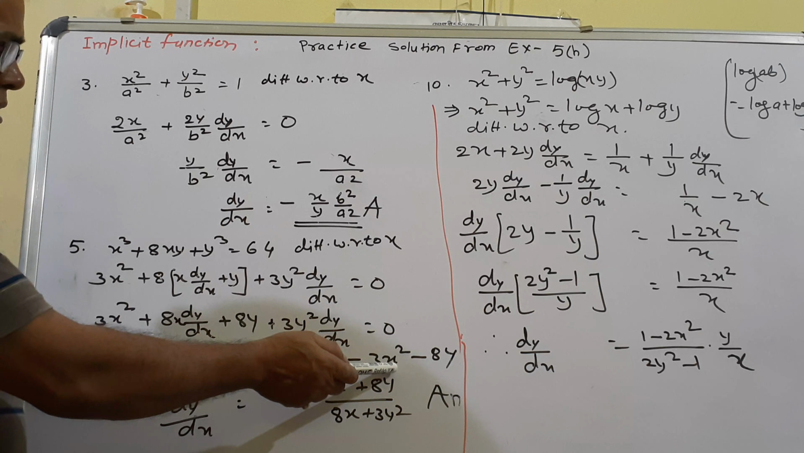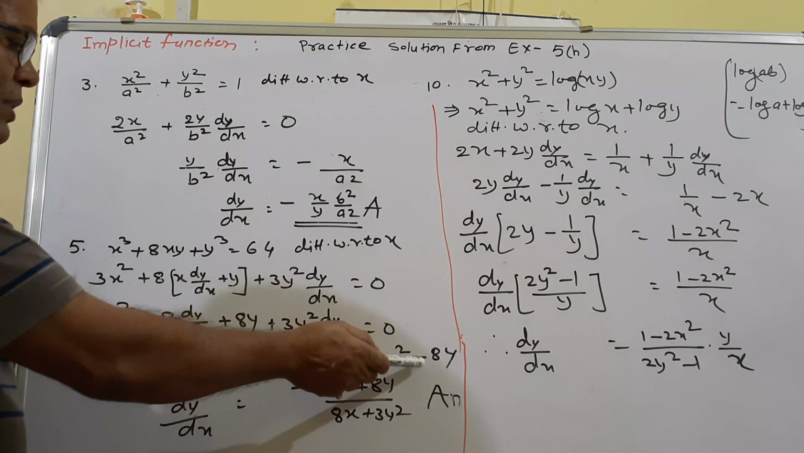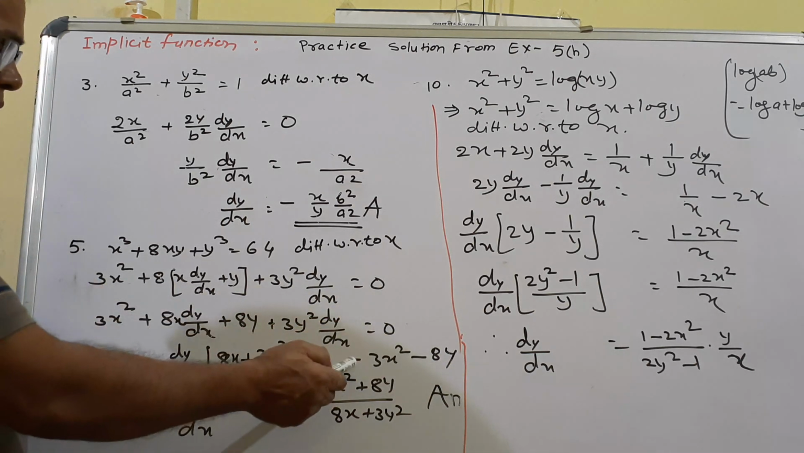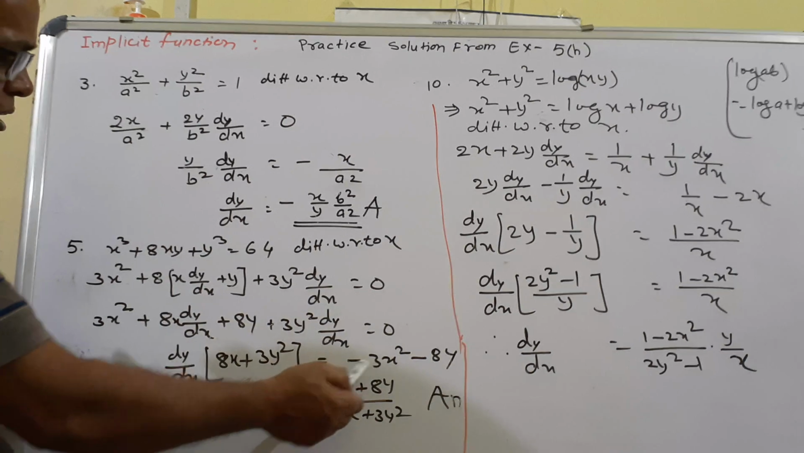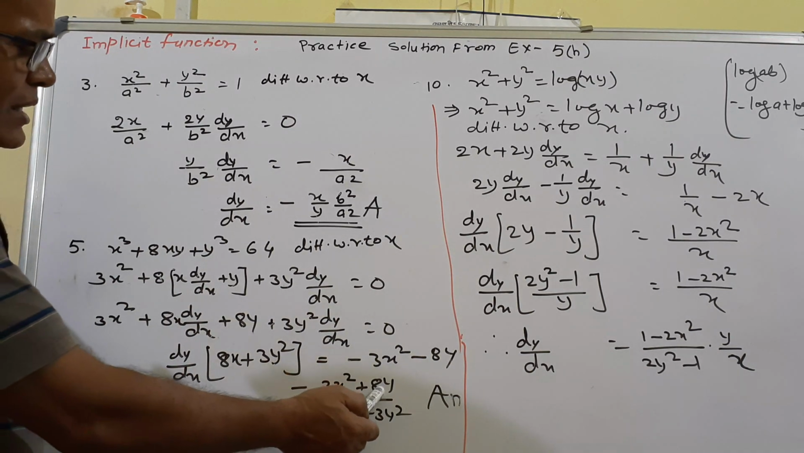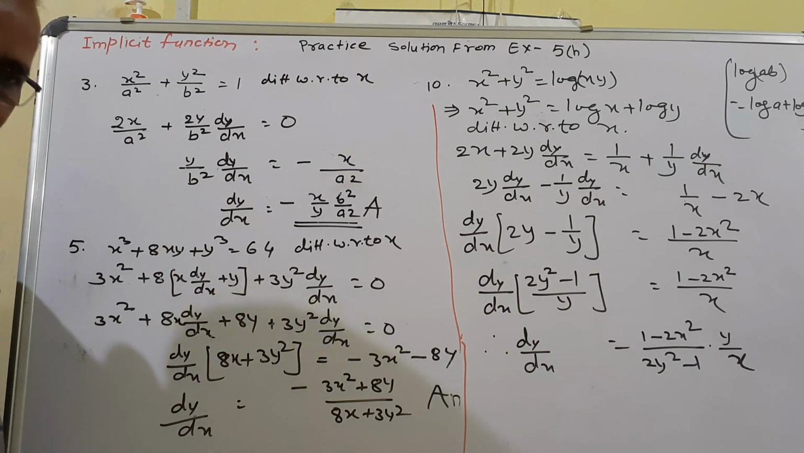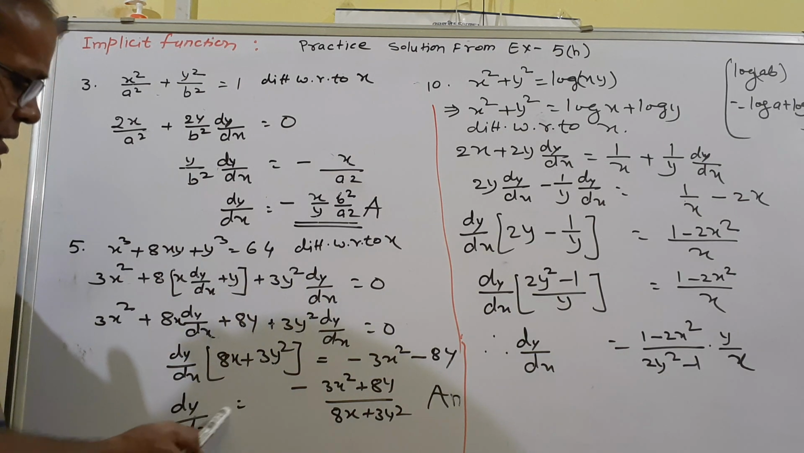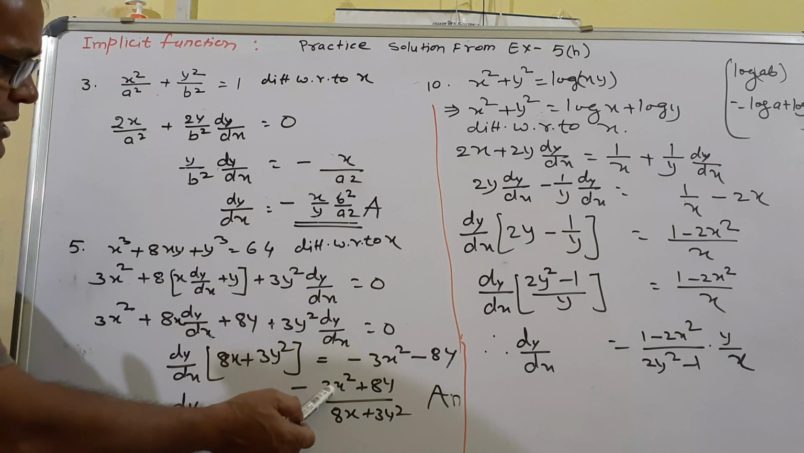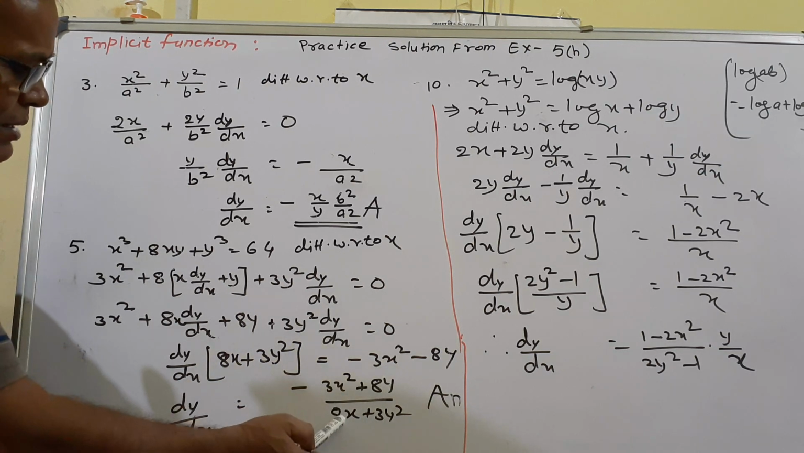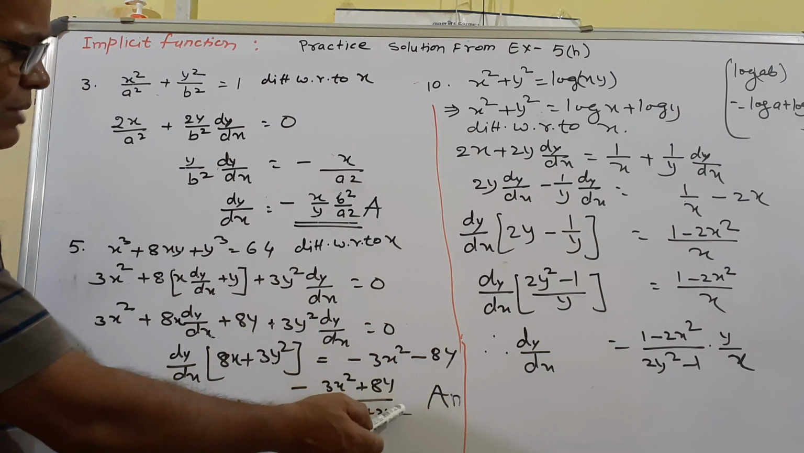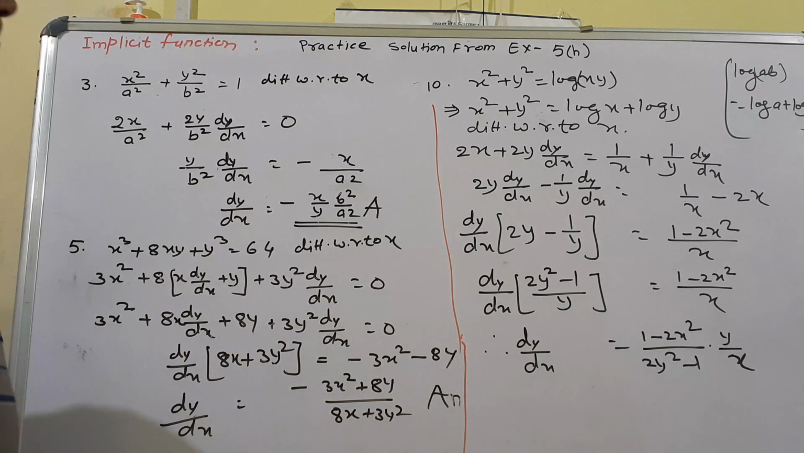Negative 3x squared minus 8y. Minus you can take common, then it will be 3x squared plus 8y. And this part again you can send to the other side. Then you will get dy by dx is equal to negative 3x squared plus 8y divided by 8x plus 3y squared. So this is the answer.